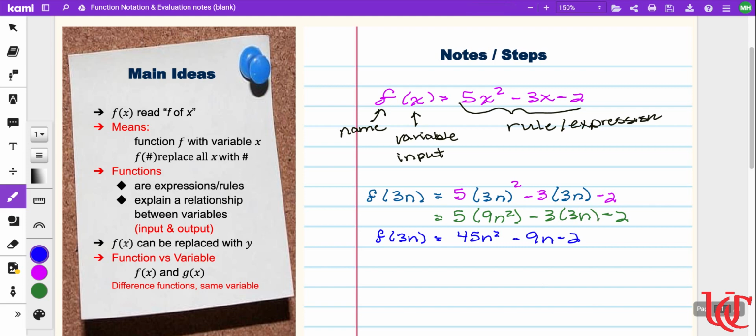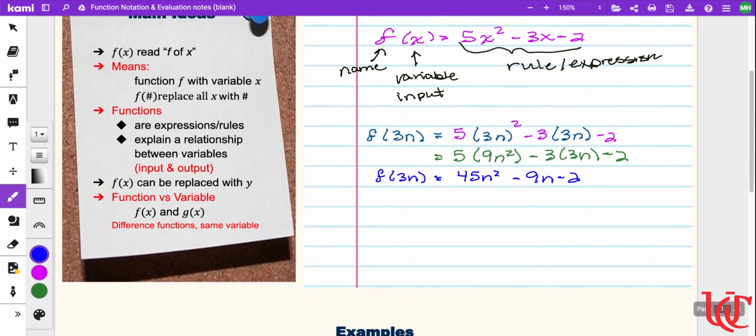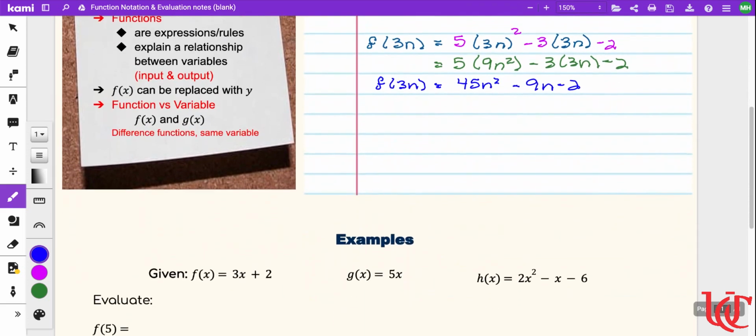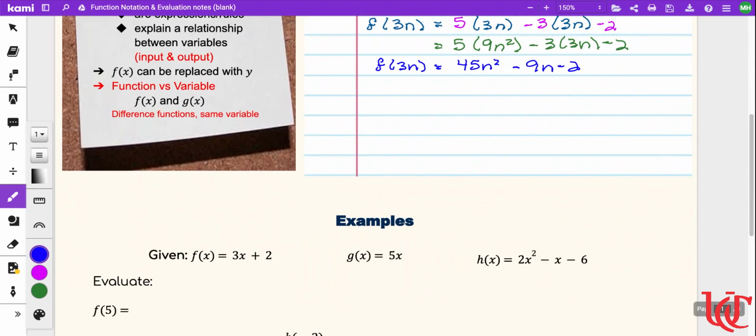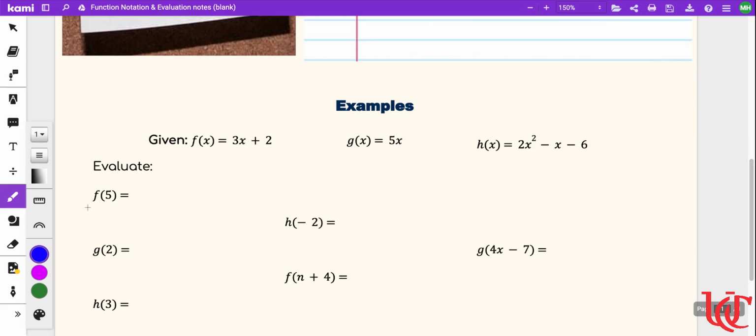All right, so we can do some examples with what we're using with this. We're just evaluating, understanding that functions mean the rule, and we're really only working with that right side when we do our replacements. So we have a bunch of functions here.